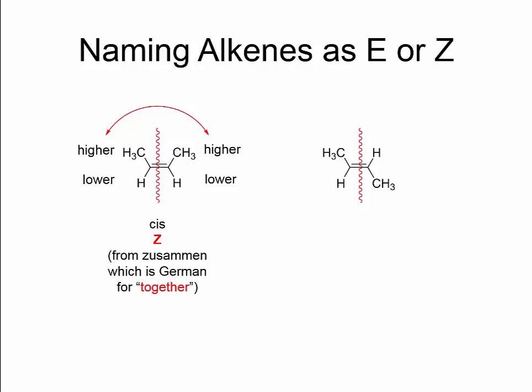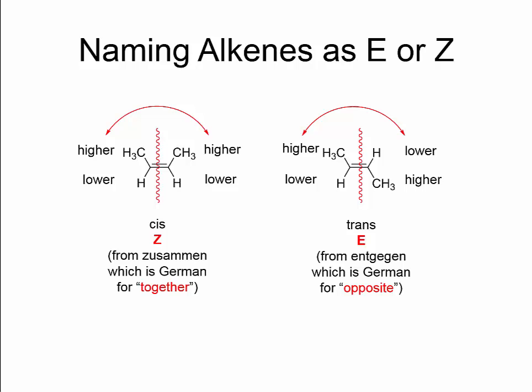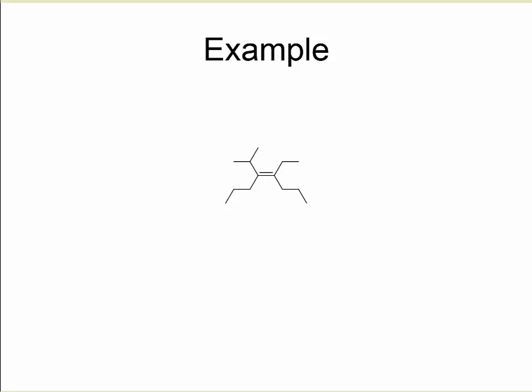For the molecule on the right, I have the higher priority methyl group on the top left, and I have it on the bottom right. These are across from each other, so you can either say that the higher priority groups are across from each other, and that's opposite or trans, it's an E configuration, or you can compare the higher to the lower on the same side of the alkene and say, well, those are opposite, so this is an E alkene. So let's take a look at this alkene and determine whether it's an E or a Z configuration.